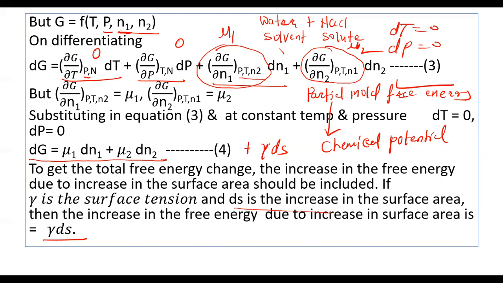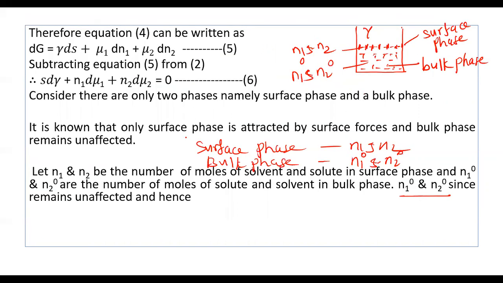As we are adding the solute into the solvent, the surface area has to increase. So surface tension multiplied by the increase in the surface area is called the increase in the free energy due to the increase in the surface area, so it is gamma into dS. So equation 4 changes. The total free energy change dG is equal to gamma into dS plus mu1 into dn1 plus mu2 into dn2. This is equation 5.